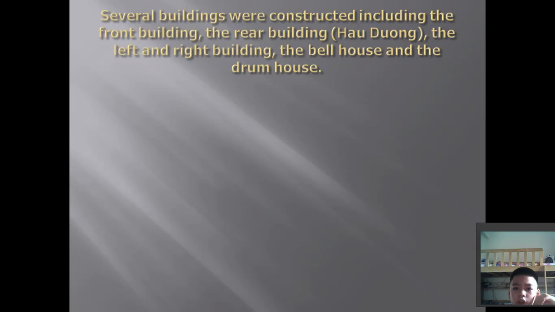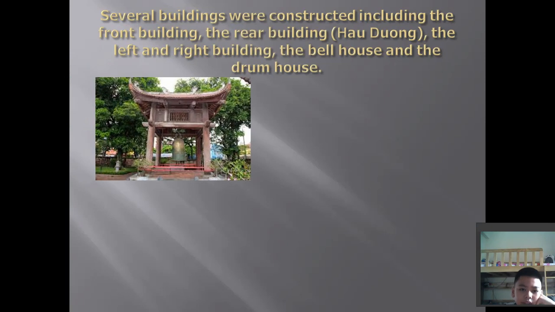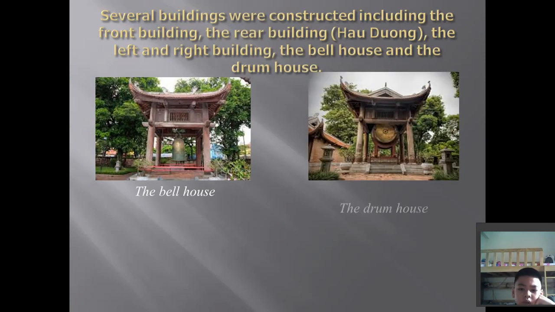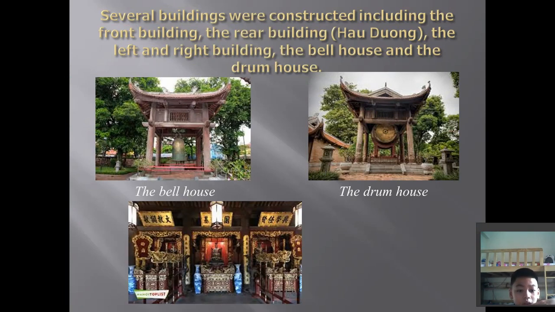Several buildings were constructed, including the front building, the rear building, Hậu Đường, the left and right buildings, the bell house, and the drum house. This is the bell house. This is the drum house. They look nearly like each other, except for the bell and drum. And this is Hậu Đường, the rear building.